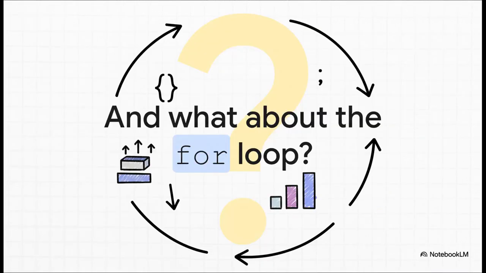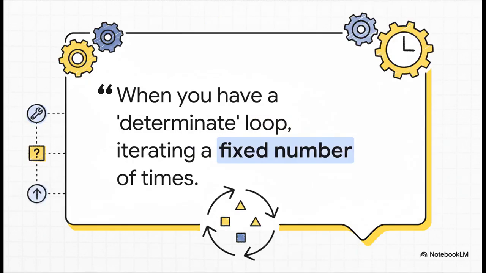Okay, next up in the lineup is the famous for loop. So what's its deal? When is this the right tool for the job? You grab the for loop when you know exactly how many times you need to iterate. This is the undisputed champion of definite or determinate loops.